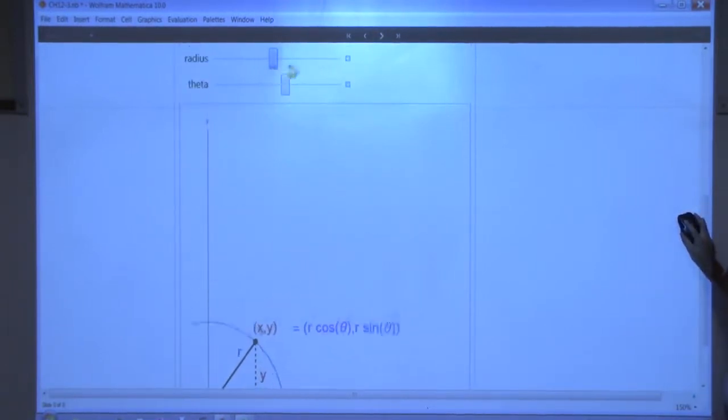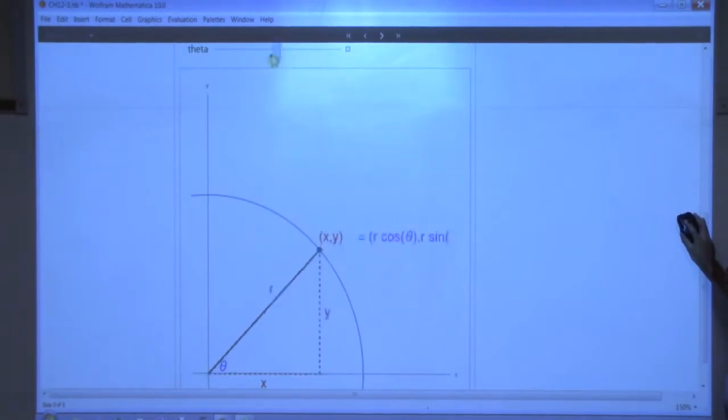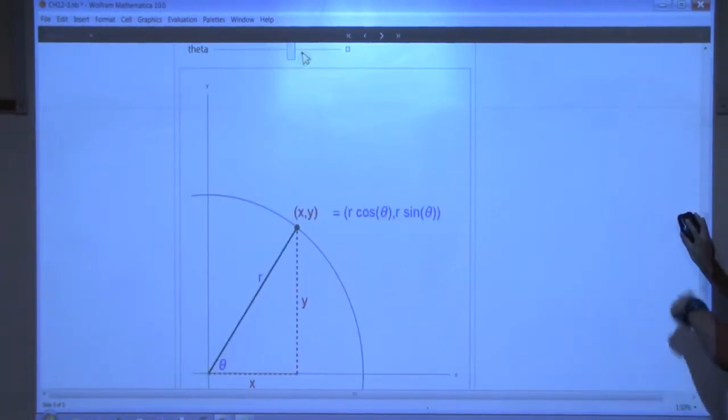Change the radius, right? Change the angle. I can get to any point I want, right? Like that.